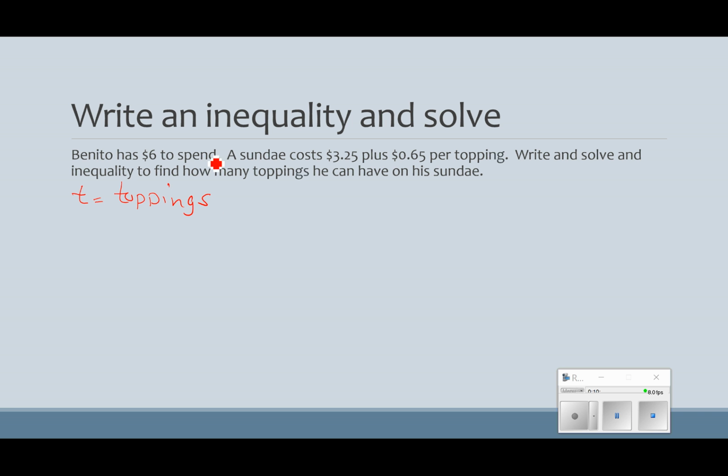Okay. We know that he has $6 to spend, so he can't spend any more than that. So whatever he has, it's got to be less than or equal to 6. The sundae is $3.25 plus, so we're going to add 65 cents per topping. Remember, per means to multiply. So 0.65 times t.